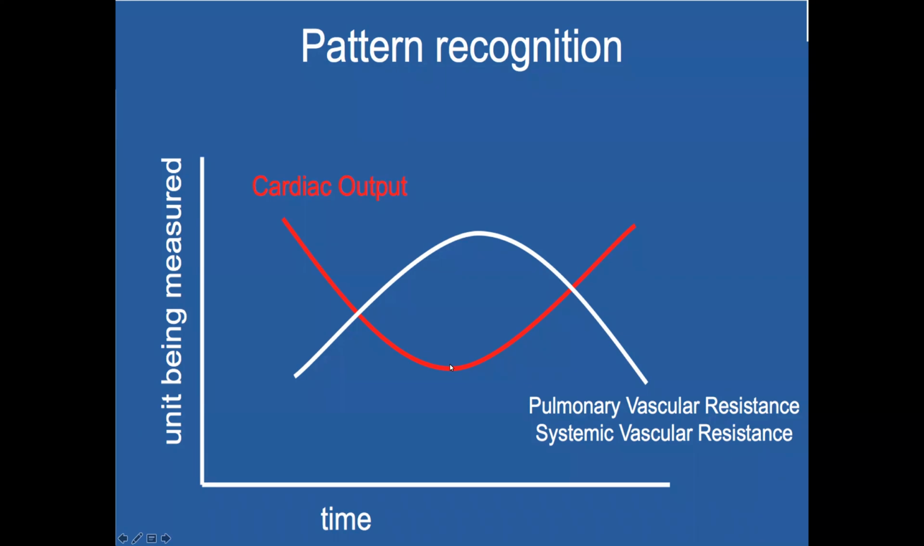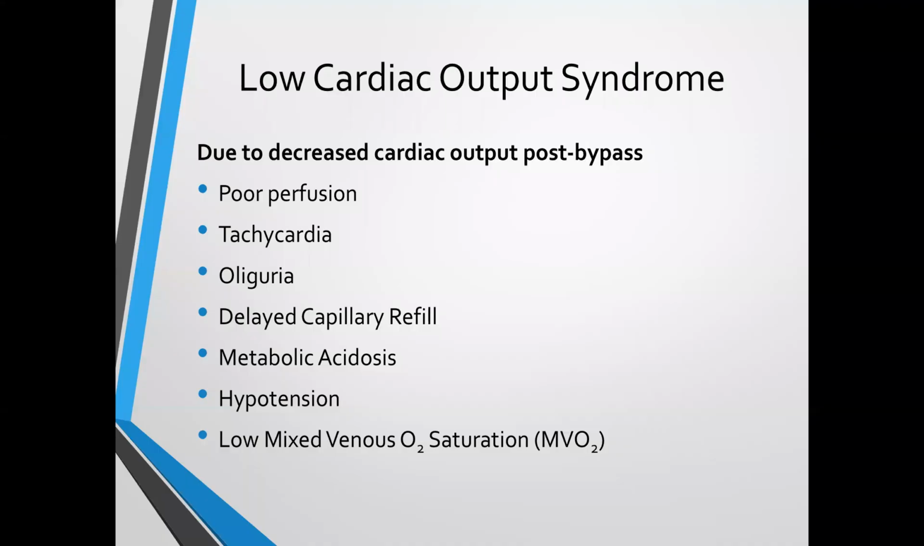That's why this time proper inotropic support and taking care of the patient as a whole is very important with this one. So we go back. This is a low cardiac output state that we all know is a poor perfusion, which can also be manifested by tachycardia, oliguria, delayed capillary refill, metabolic acidosis or hypotension, or low mixed venous oxygen saturations.